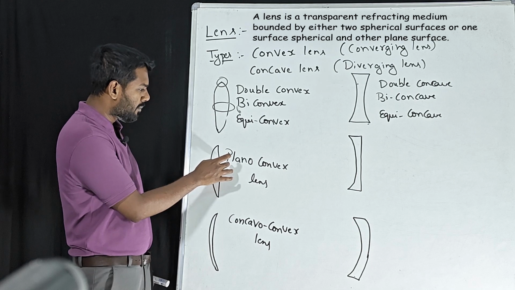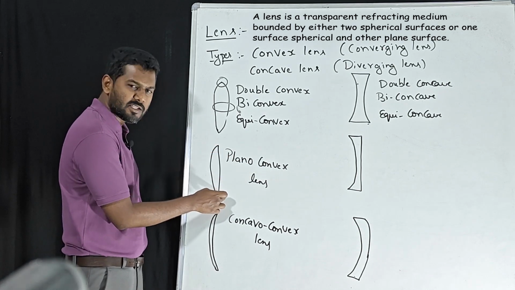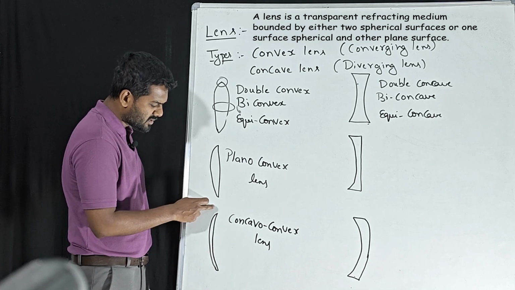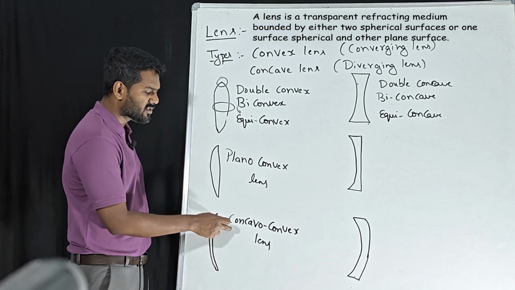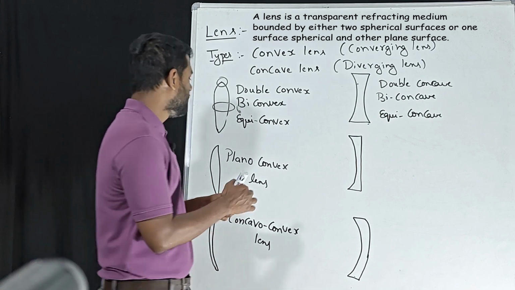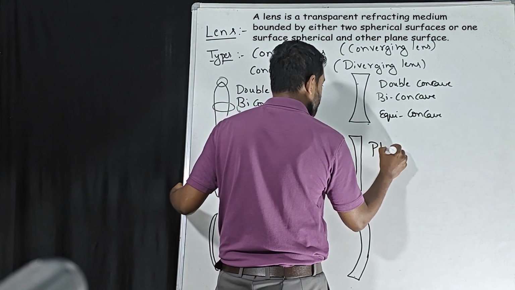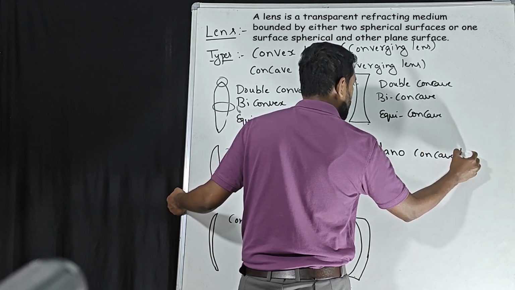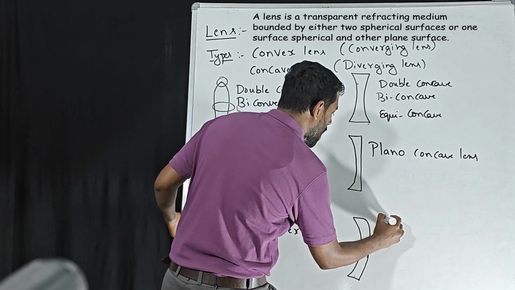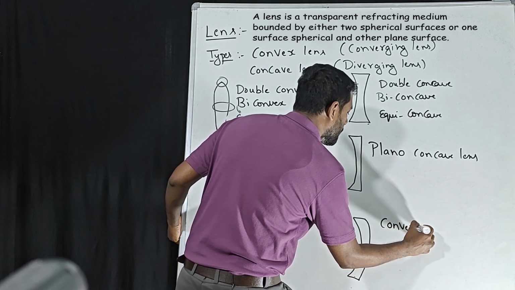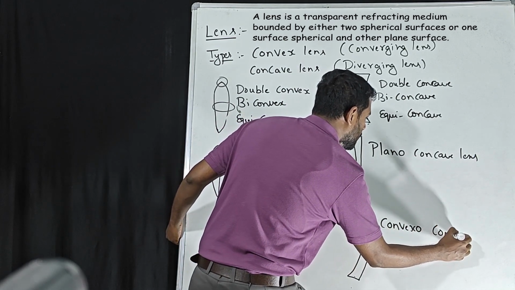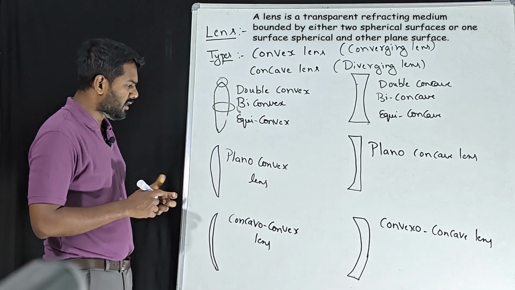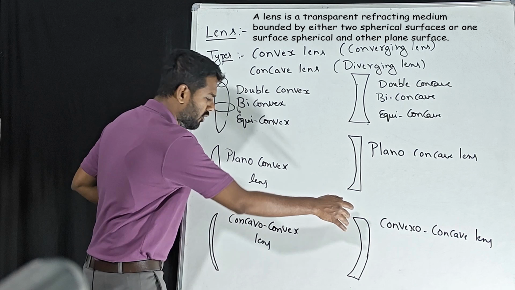Okay, now listen. Plano-convex. Here one surface is plane, that's why it is called plano-convex. Here one surface is concave, one surface is convex, that is why it is called concavo-convex. In the same way, here also this is a plano-concave lens and this is a convexo-concave lens.